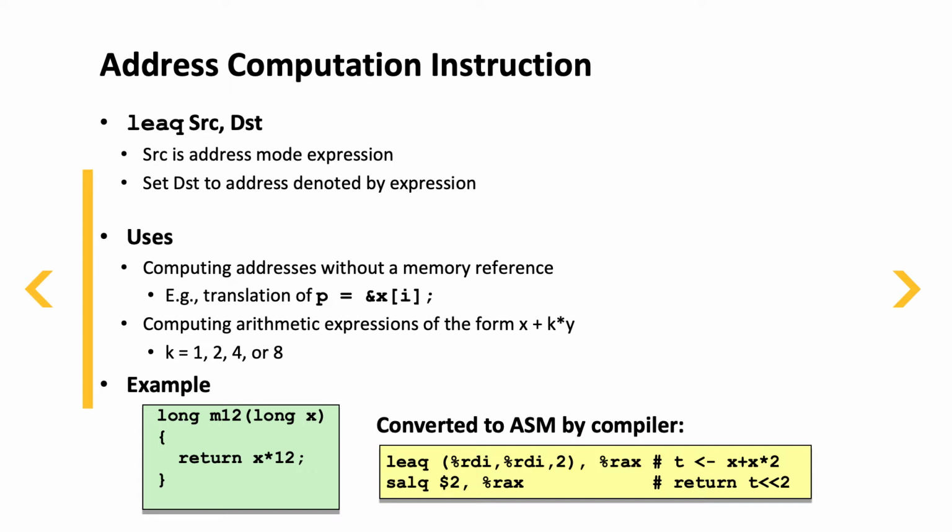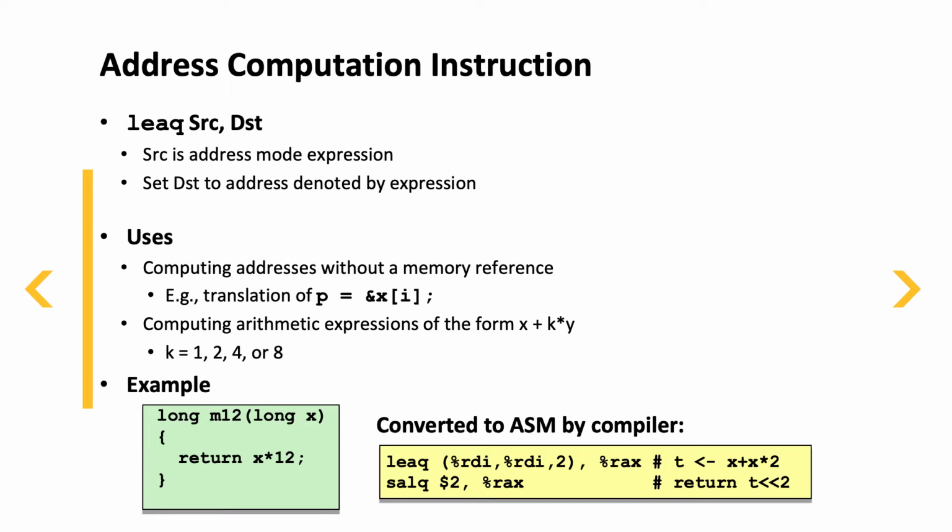So what this ends up being equivalent to is, if we have x in RDI, because RDI is what gets that parameter, this is going to evaluate to x plus x times 2. The scale factor times the index register, which is x, plus the base register, which is also x. So we've basically calculated 3 times x. Now, this SALQ, that's just a shift left. We're going to shift left by 2, and put that into RAX.